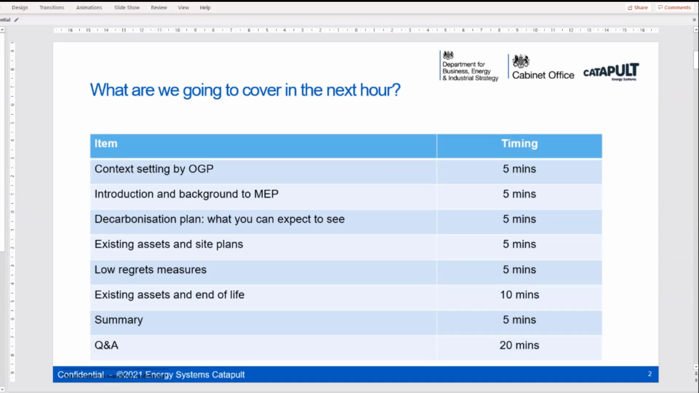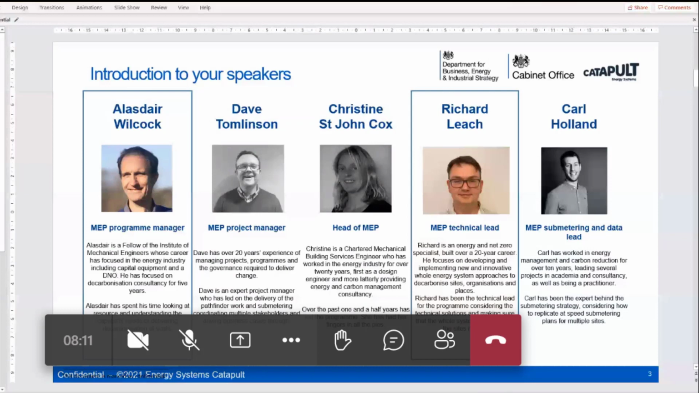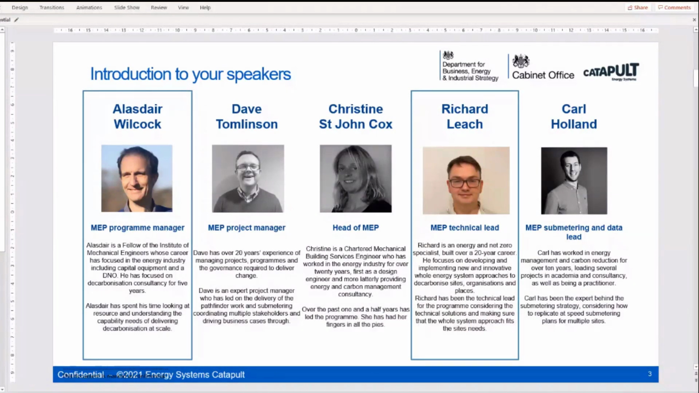The presenters today are myself, Alistair Wilcock. I am the Programme Manager for the Modern Energy Partners Programme, and also Richard Leach, who has been providing us with some very able technical leadership through the programme.